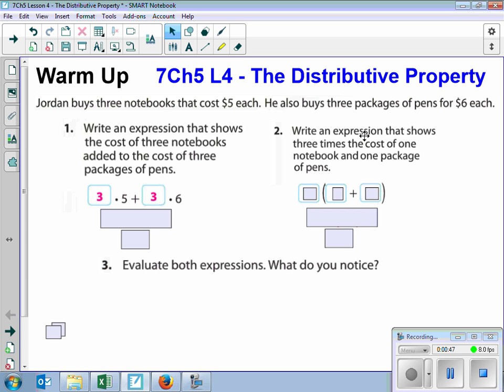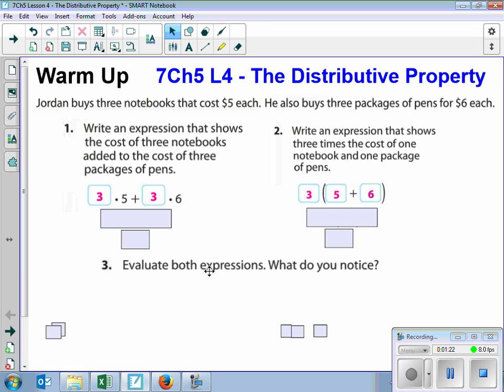It says, write an expression that shows 3 times the cost of the notebook and 1 package of pens. So if we add the notebooks and the pens together, and then multiply times 3, this is what they're asking for. So we're going to add the notebooks and the pens, so that's 5 plus 6, and we bought 3 sets of those. He bought 3 sets of those, so we're going to multiply that times 3. And here are the expressions for the situation.